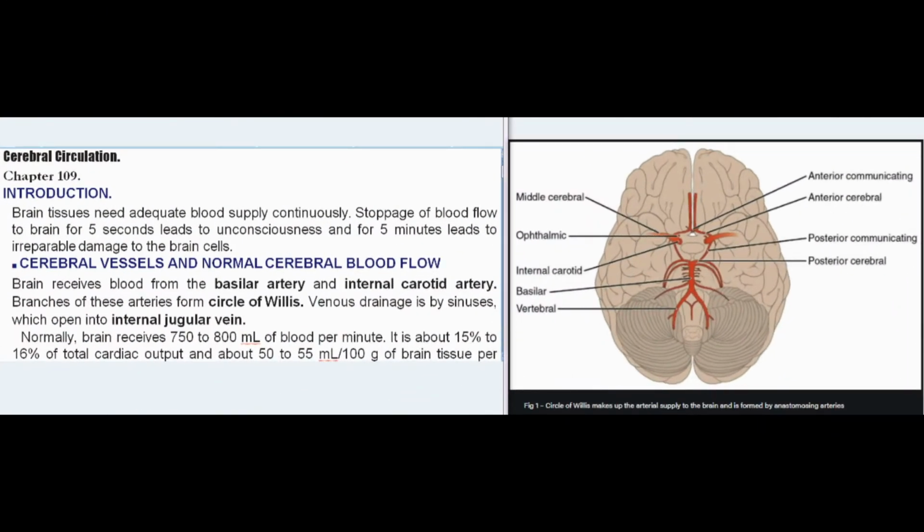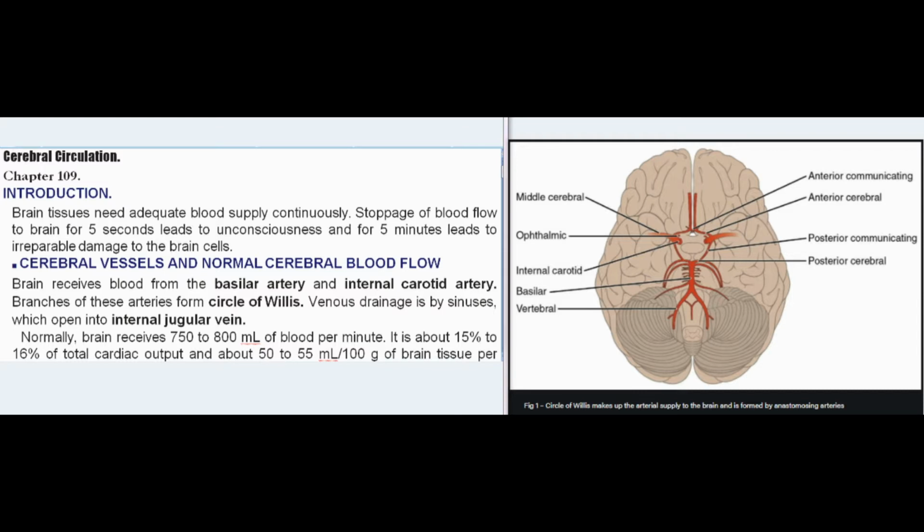Cerebral Circulation. Chapter 109. Introduction. Brain tissues need adequate blood supply continuously. Stoppage of blood flow to brain for 5 seconds leads to unconsciousness, and for 5 minutes leads to irreparable damage to the brain cells.